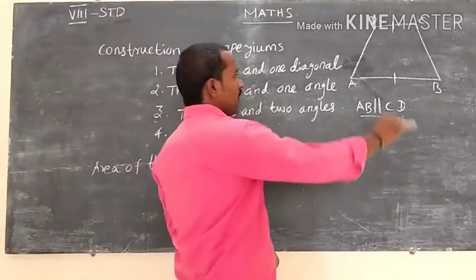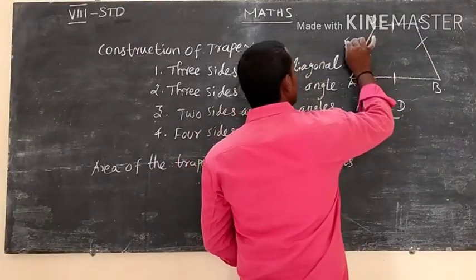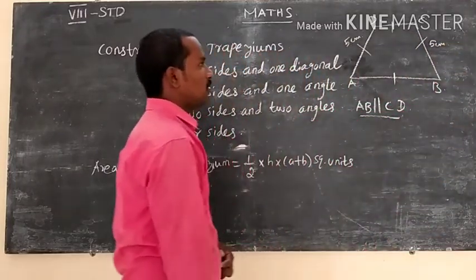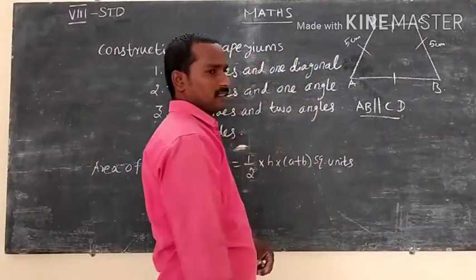And also the non-parallel sides are of equal length. These two are of equal length. Suppose this is 5 cm, this is also 5 cm. The second property: the pair of non-parallel sides are of equal length.